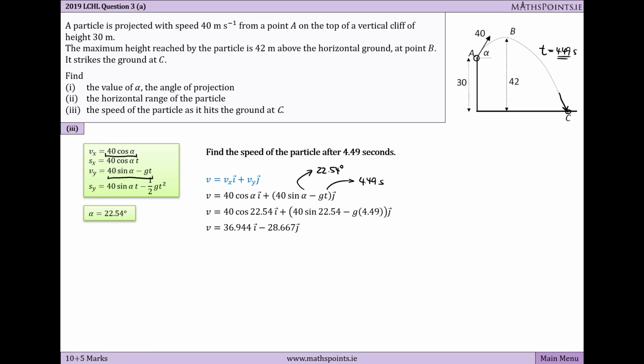Now remember, when we're asked to find the speed, they're asking for the magnitude of the velocity at that time. The magnitude is found by getting the square root of the horizontal component squared plus the vertical component squared. So that's going to be the square root of 36.944 squared plus minus 28.667 squared. And we get a speed of 46.76 meters per second.